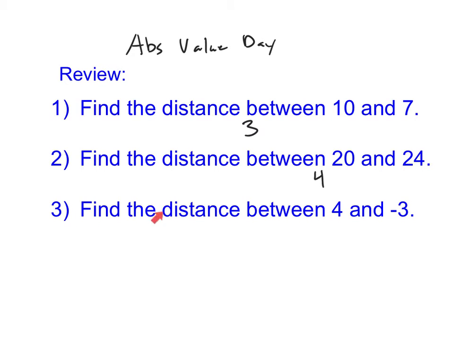Now we get a little bit more difficult. The distance between 4 and -3. This one here comes out to be 7. It is 7 units because it takes 4 to get back to 0 and then 3 more to get down to that -3. So the total distance there is 7. Let's do the next page.